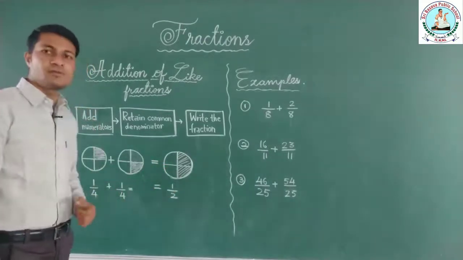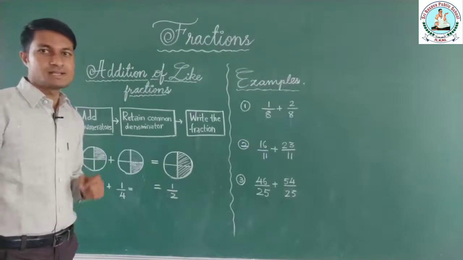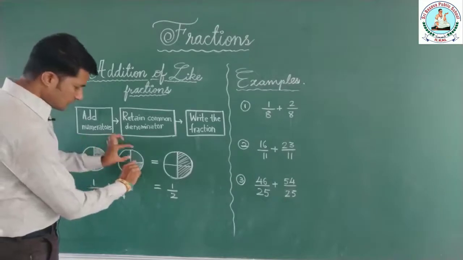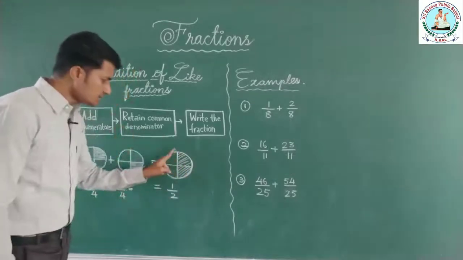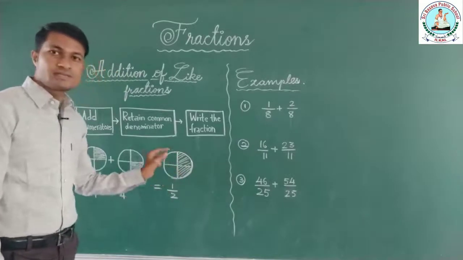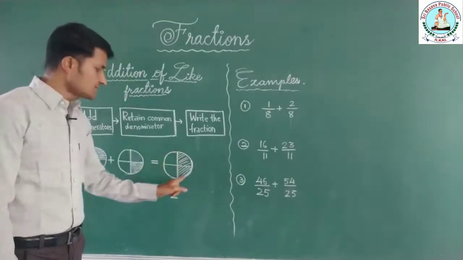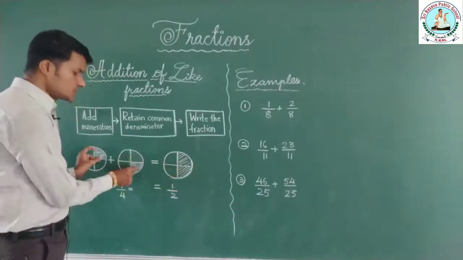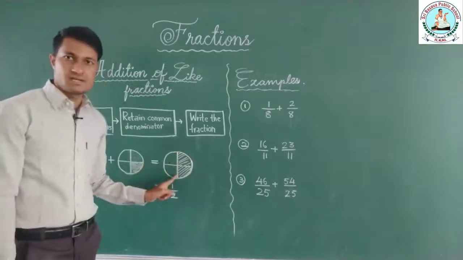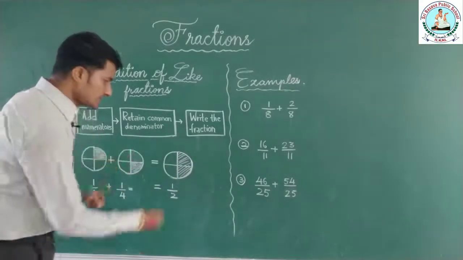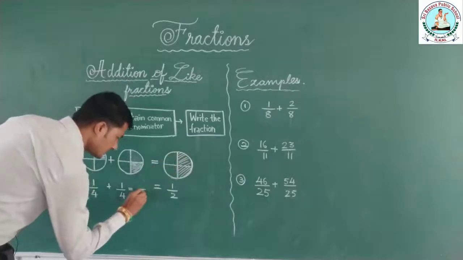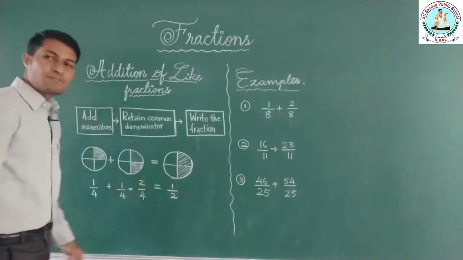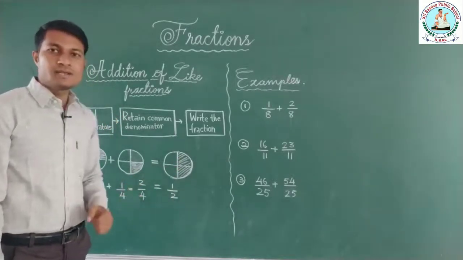But how to represent it with numbers? Don't worry, it is also very simple. After adding 1/4 and this 1/4 together, we got the half. Just observe the portion which is shaded in the answer. This is the result of the combination of these two small parts. In the result we see that out of 4 equal parts, 2 parts are shaded, and 2/4 is not in its simplest form.